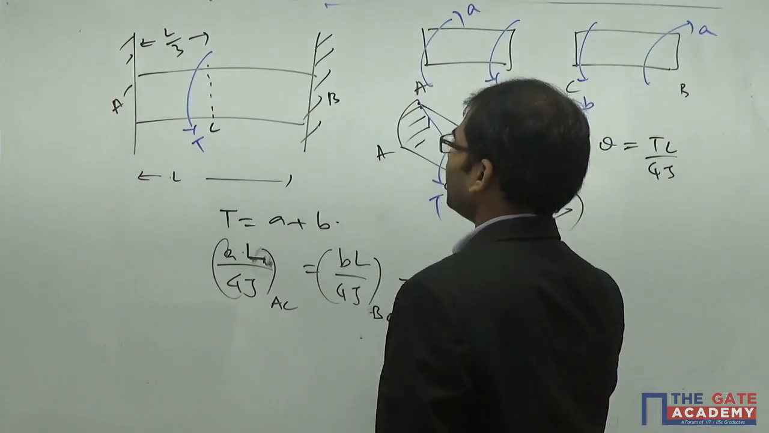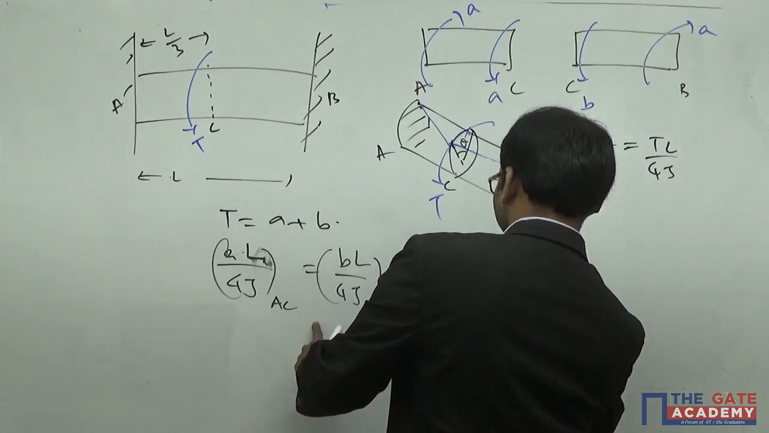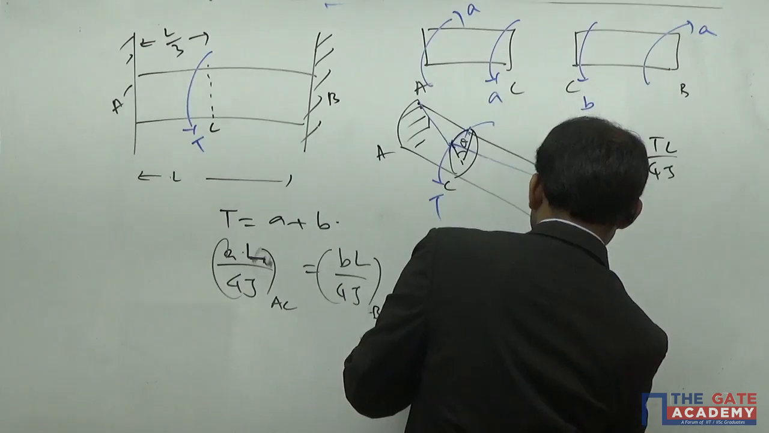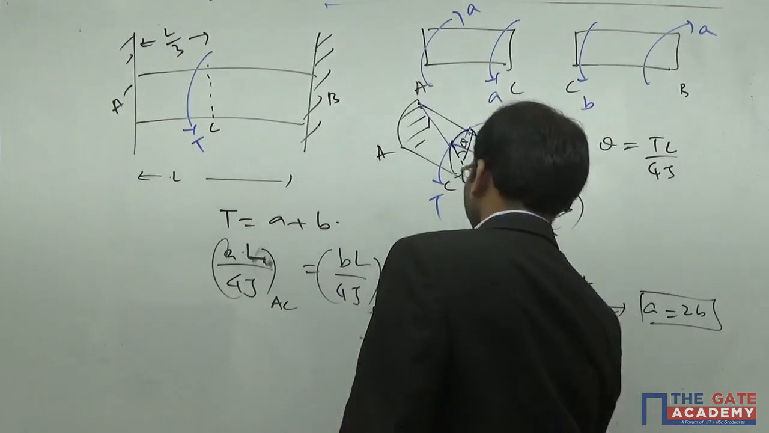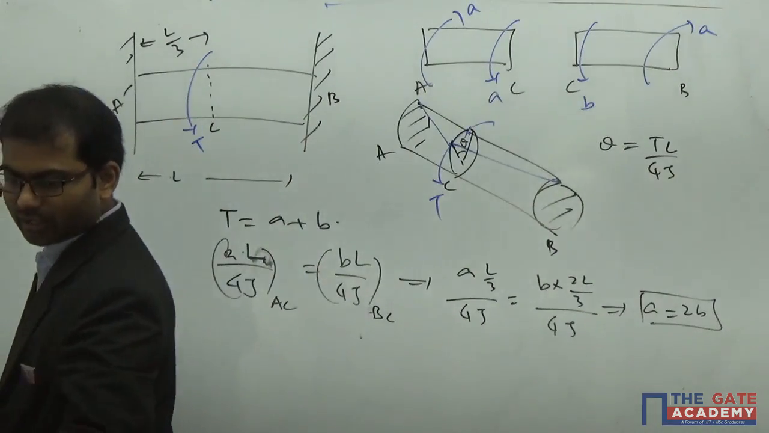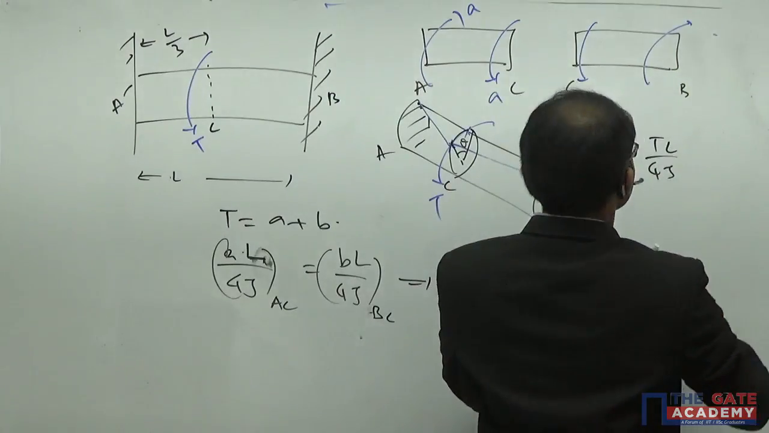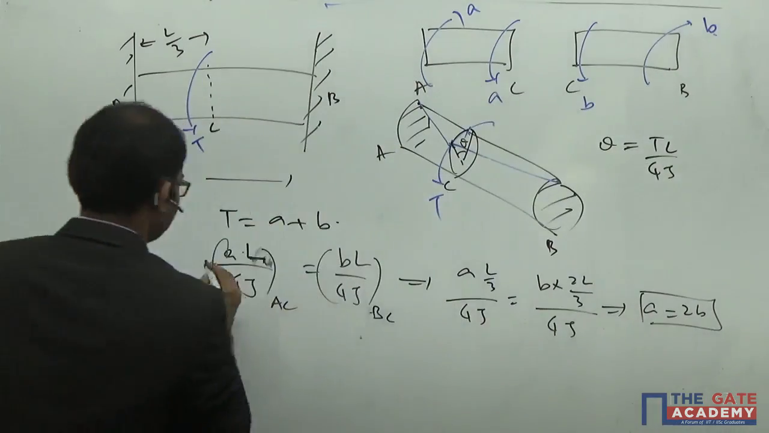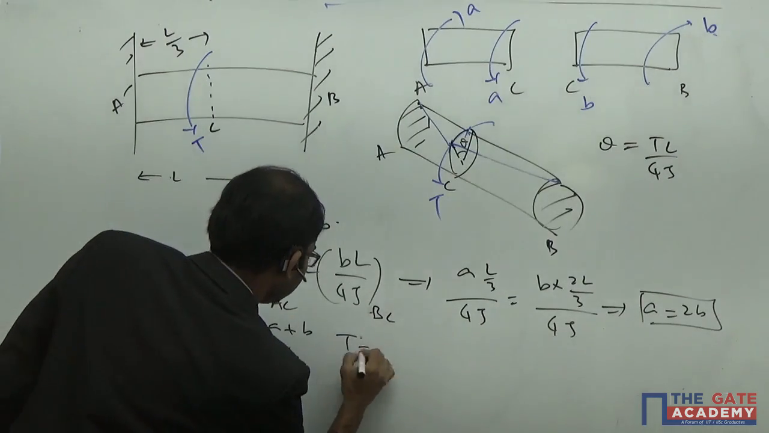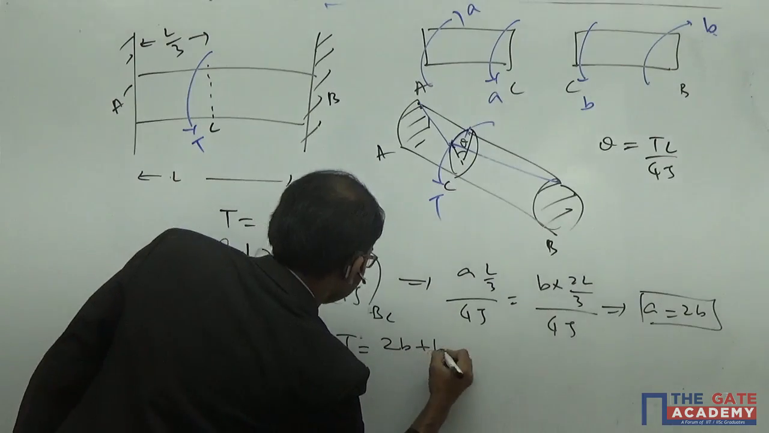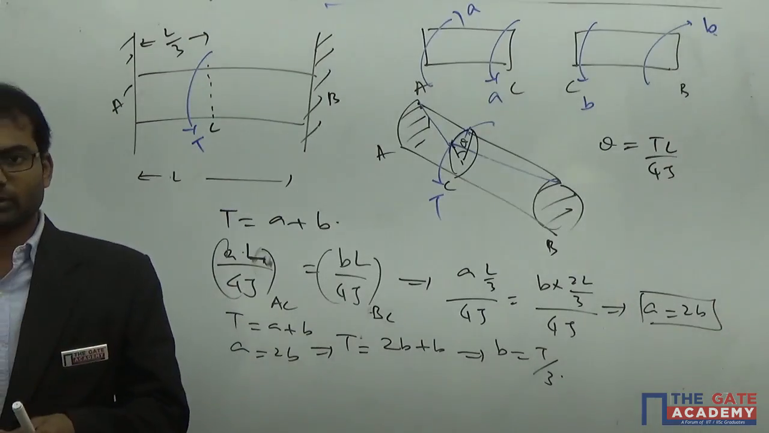If you solve in this way, you're going to get very easily: A into L by 3 for the section AC, GJ both are the same, equals B into 2L by 3, GJ. So this implies A is equal to 2B. So A is equal to 2B, and T is equal to A plus B. So you can easily get the answer, what is the reaction torque at the other end of the shaft. So basically you have to get the value of B. I'm extremely sorry, this thing is B here, so you have to get the value of B. If you solve both of them, T is equal to A plus B and A is equal to 2B. Substituting, T is equal to 2B plus B, which implies B is equal to T by 3. So this is how you're going to solve this question.